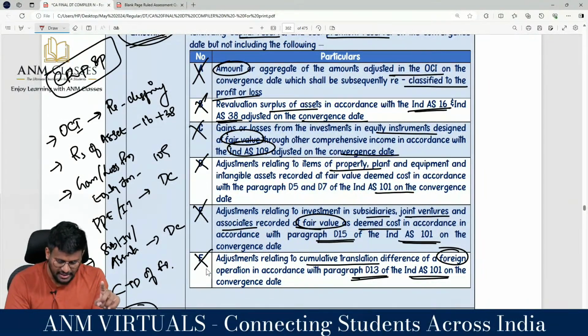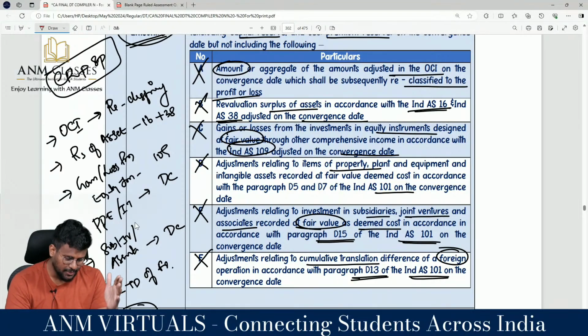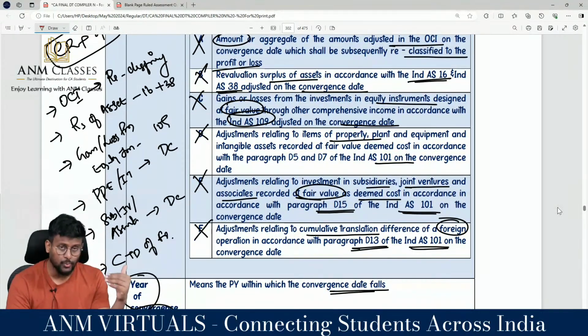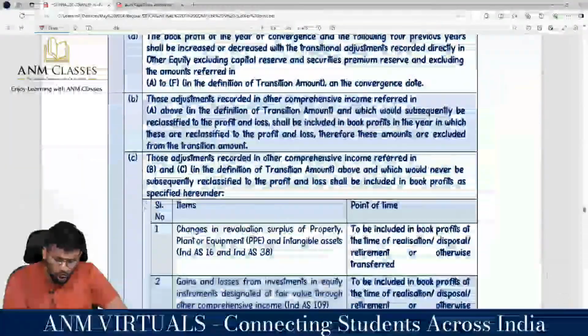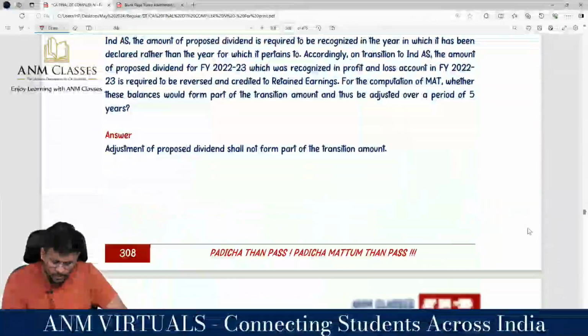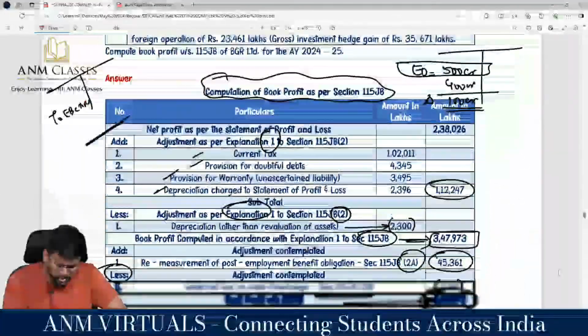In that 6 items, my dear lovable students, we have talked about OCI reclassification adjustment and revaluation surplus of asset, gain or loss on equity instrument, or PPE or intangible asset, or subsidiary, joint venture or associate adjustment, and the last one is cumulative translation difference of foreign operation. Adjustment relating to cumulative translation difference of foreign operation in accordance with para D13 of Ind AS 101 on the conversion date will not form part of the transition amount, but what they have done, they have made that form part of the transition amount.